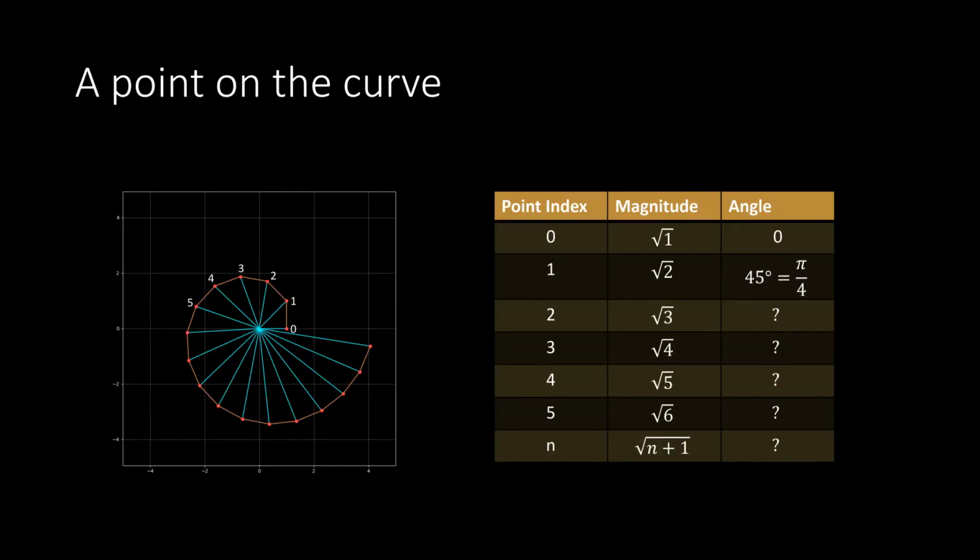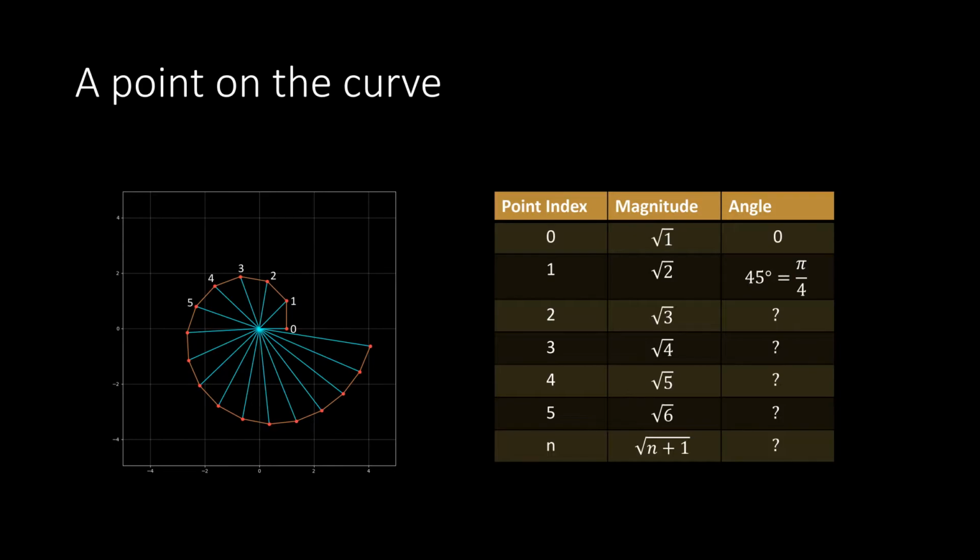So I have indicated some points here. Of course, at the very bottom of the first triangle is the 0th point. The point we just looked at previously is the first point. And then there's the second, the third, the fourth, the fifth, and so on. Nothing too special here. And from the Pythagorean theorem, we already know the magnitude, or the distance to the origin, which is equal to the hypotenuse of the nth triangle we drew. And it's the square root of n plus 1.